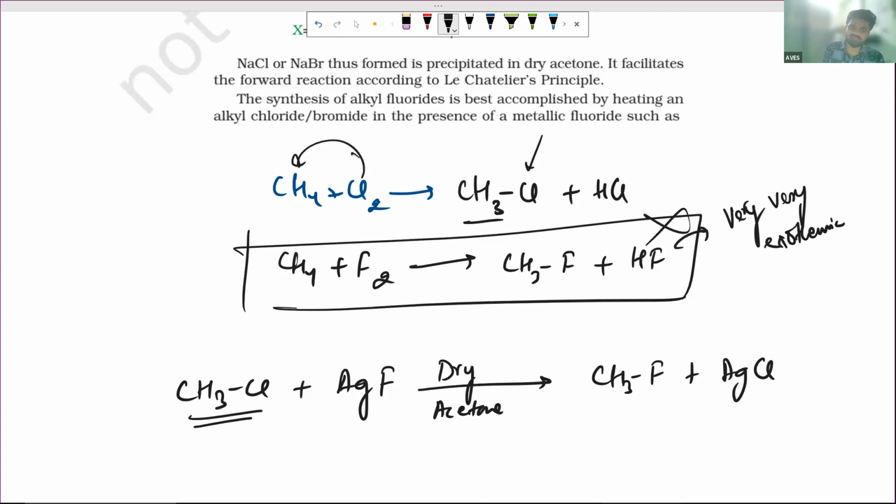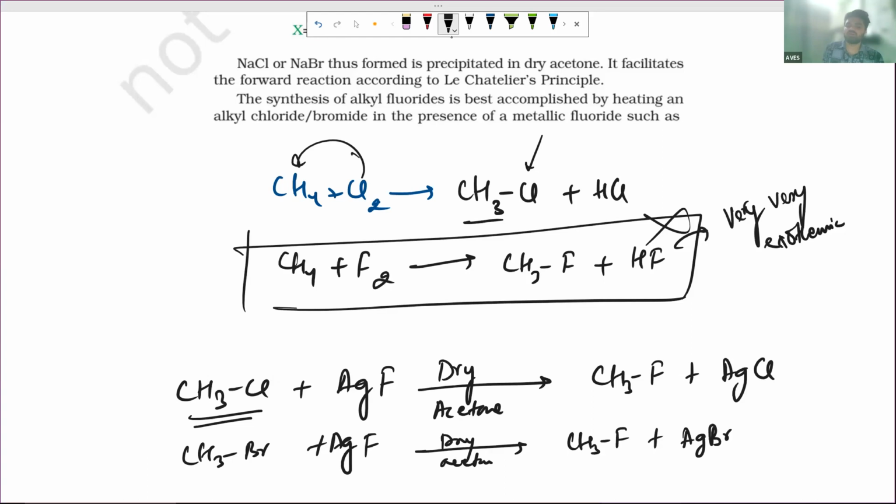So exchange of ion is possible if we already have an alkyl halide like CH3Br or CH3Cl. In the presence of dry acetone, it will give you CH3F plus AgBr. Methyl fluoride is not prepared by direct fluorination. For this preparation we need an alkyl halide and then we pass it with a metallic fluoride, like silver fluoride or sodium fluoride.